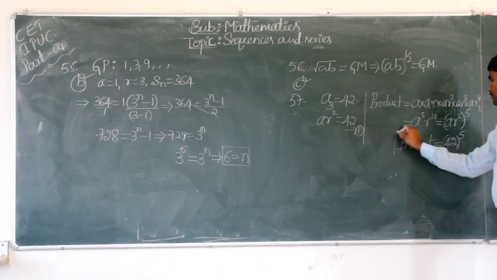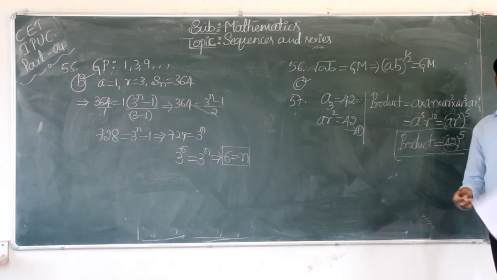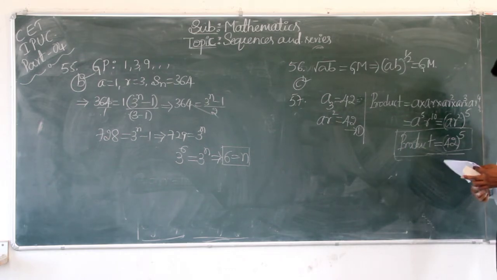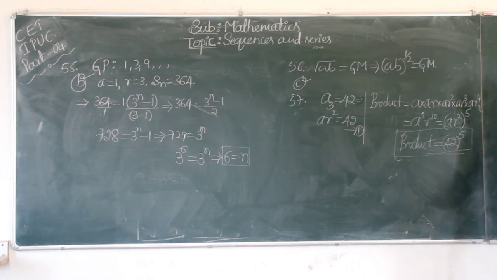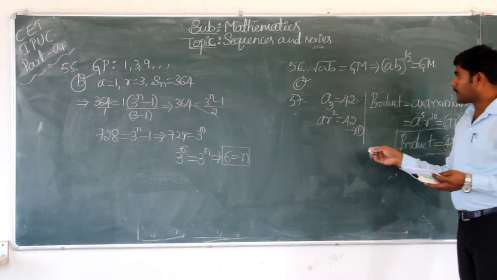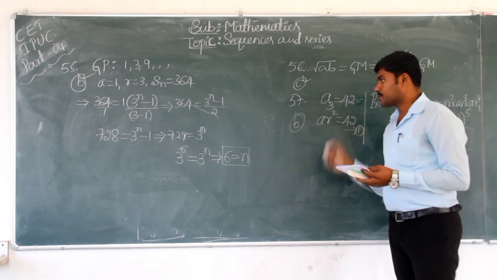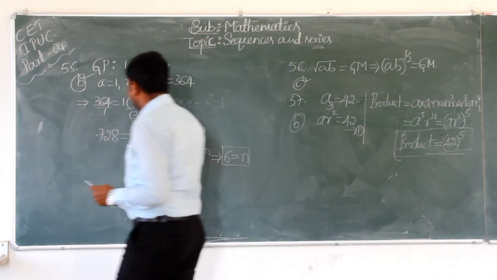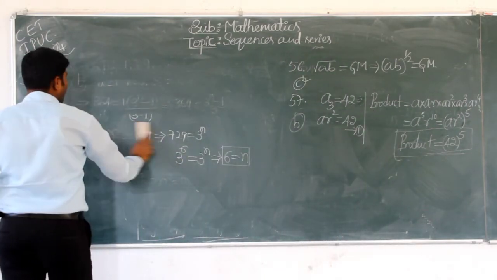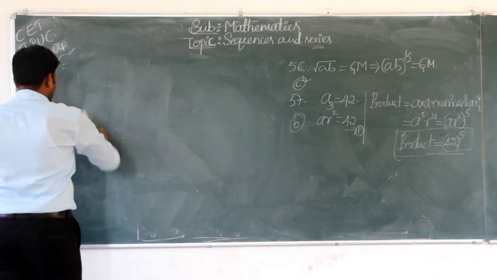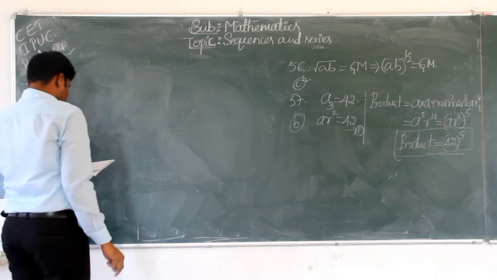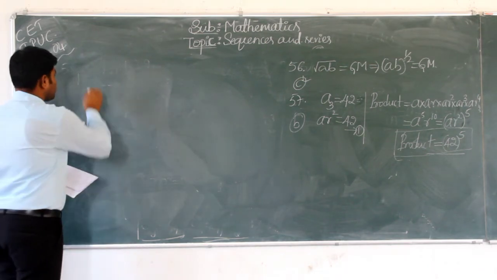So product becomes 42 to the power of 5. Now option A is 42, option B is 42 to the power of 5. That is the right answer. Option C is wrong, D is wrong, right? Option B is the correct answer. So now, take your next problem. Question 58.